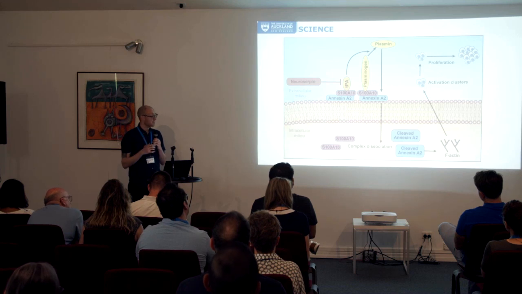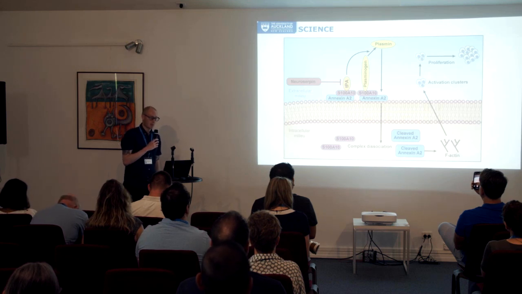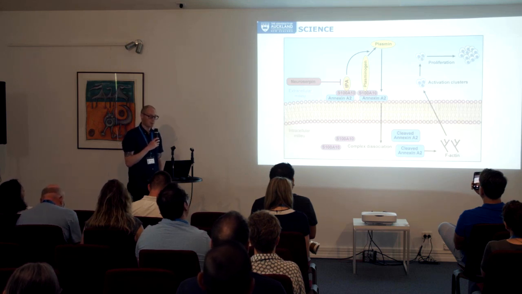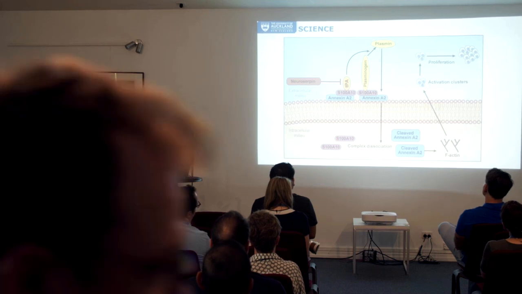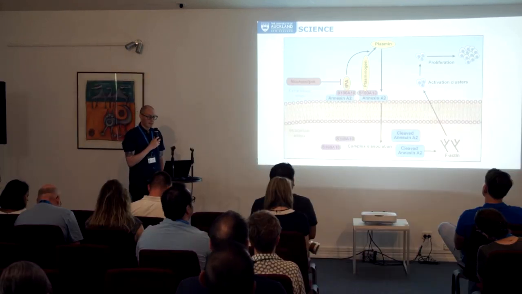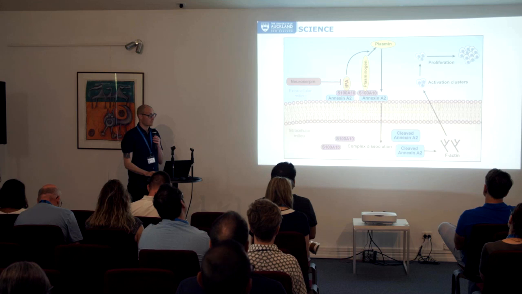Just to quickly summarize this bit of research, we have neuroserpin that can inhibit TPA, so if you take that away, you have more TPA activity, more conversion of plasminogen to plasmin, the cleavage of the annexin receptor complex, which is then internalized and can affect the actin cytoskeleton, which plays a role in the T cells moving around, forming these activation clusters, and down the line, T cell proliferation.